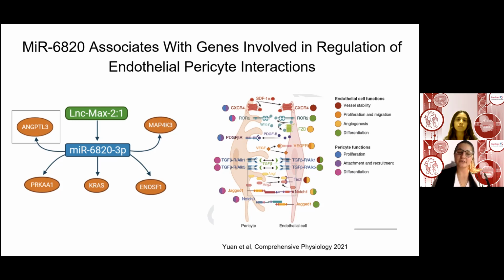It was also found to be associated with MAP4K3, which is part of the MAPK-ERK pathway, which is another pathway involved in proliferation, migration, and differentiation characteristics of PAH. So overall, we found the fact that this lincRNA was related to this microRNA pretty well, which was then linked to other genes and proteins important in endothelial parasite interactions. We thought that that was a pretty good lincRNA to look at.